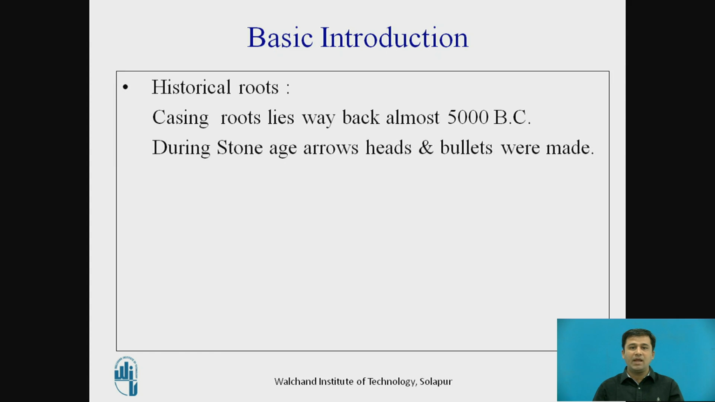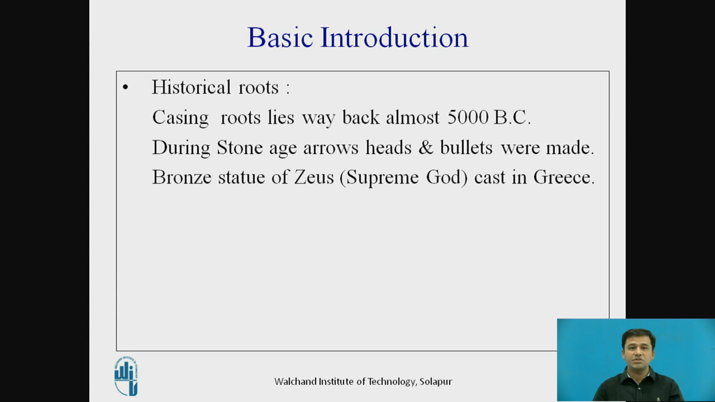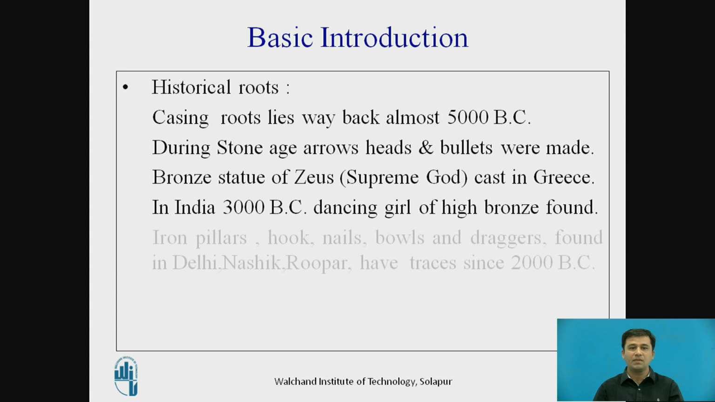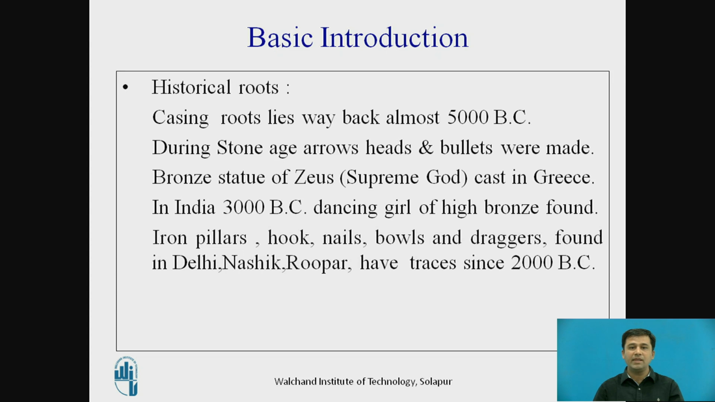During the Stone Age, arrowheads and bullets were made. Also, a bronze statue of Zeus, who is called the supreme god, was cast in Greece. In India, around 3000 BC, a dancing girl of bronze was found. Iron pillars, hooks, nails, bowls, and daggers found in Delhi, Nasik, and Ropar have traces since 2000 BC. Today also, a lot of parts are being invented now and then with the help of casting as a process.